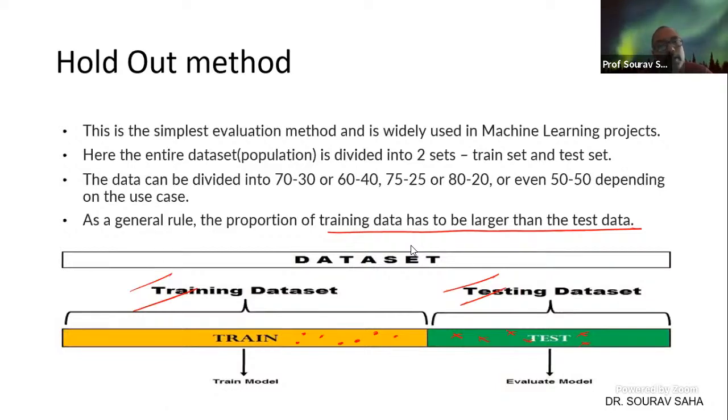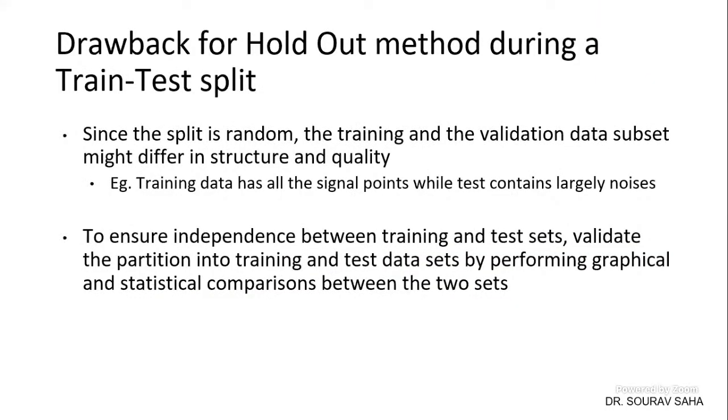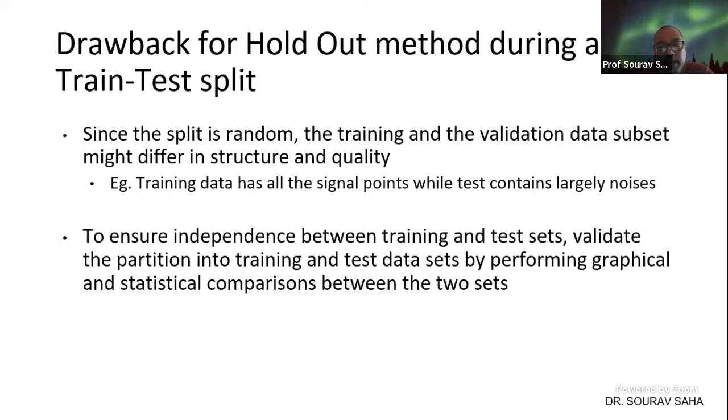What is the disadvantage? This random partition is leading to the disadvantage which I just spoke about. Understood? Understood, Subramania? Yes, sir. Okay. So that is the disadvantage: since the split is random, the training and the validation data subsets might differ in both the structure as well as the quality.